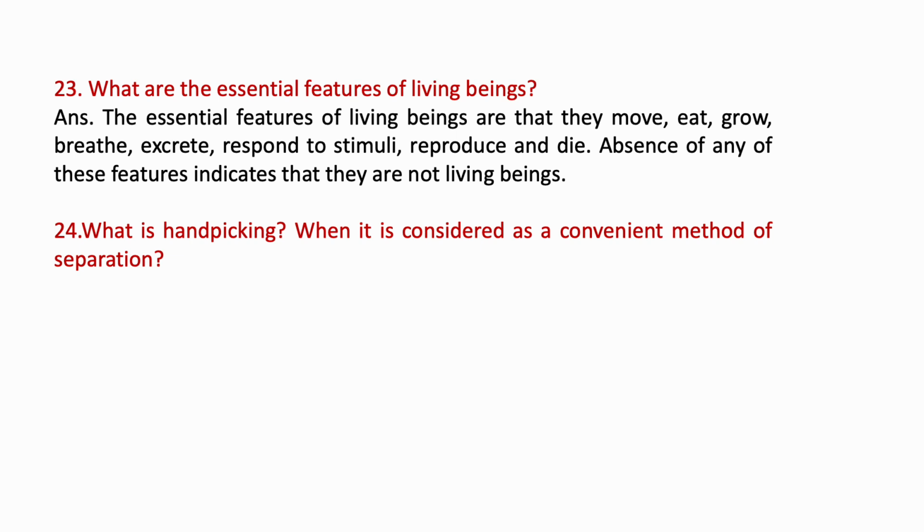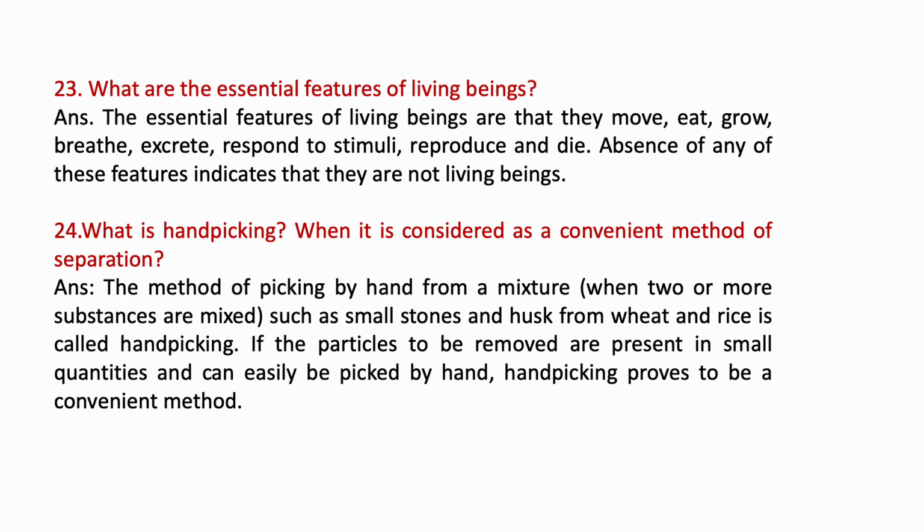Next one, what is hand picking? When is it considered as a convenient method of separation? The method of picking by hand from a mixture when 2 or more substances are mixed, such as small stones and husk from wheat and rice, is called hand picking. If the particles to be removed are present in small quantities and can easily be picked by hand, hand picking proves to be a convenient method.